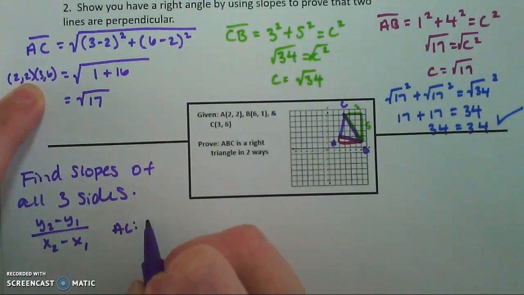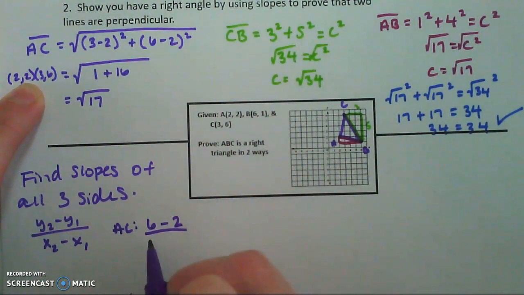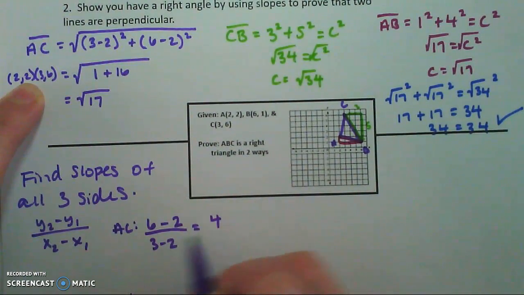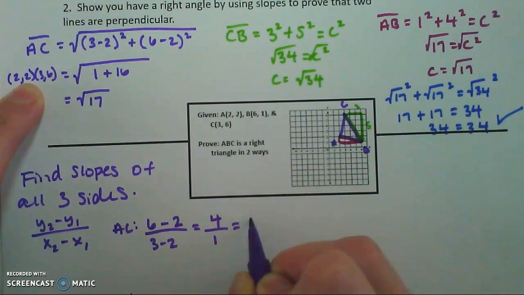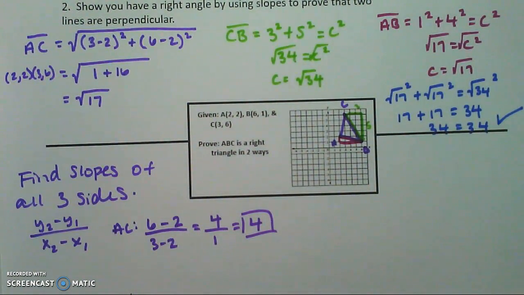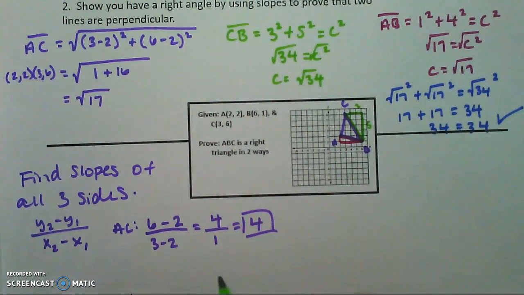My y2 would be 6 minus my y1, which is 2, over 3 minus 2. 6 minus 2 is 4, 3 minus 2 is 1. So the slope of AC is going to be 4, or 4 over 1. These are the same thing. So that was AC.